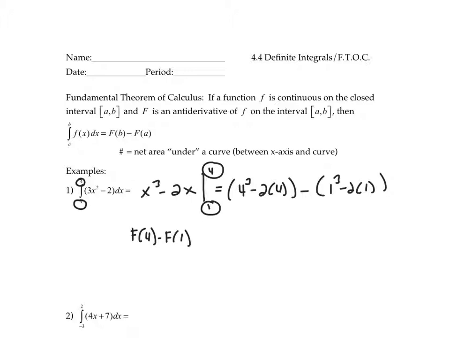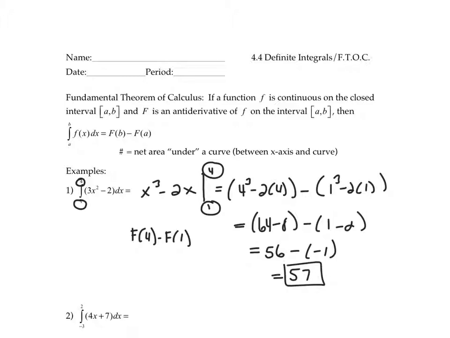Just be careful with the math in here. 4 cubed is 64 minus that 8, and then we have 1 cubed is 1 minus 2. 64 minus 8 is 56, and then we're subtracting a negative 1, so it turns into addition. So our final answer is 57. The area between our function and the x-axis is 57 square units.